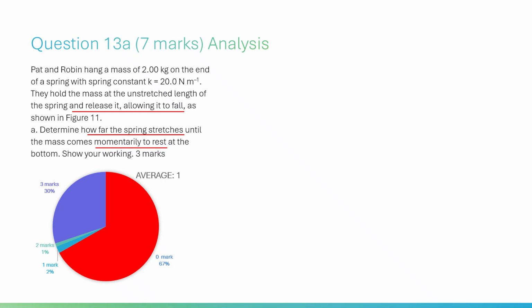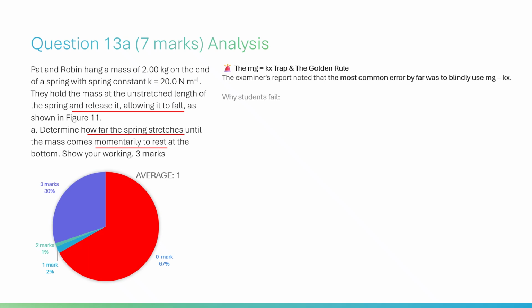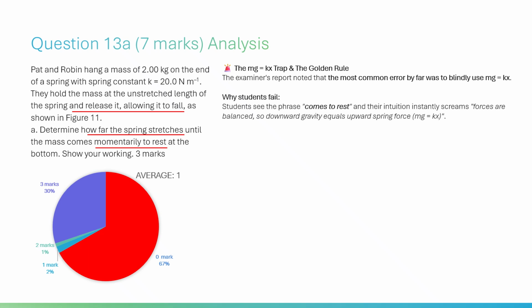The mg equals kx trap, and the golden rule. The examiner's report noted that the most common error by far was to blindly use mg equals kx. Why students fail? Students see the phrase, comes to rest, and their intuition instantly screams forces are balanced, so downward gravity equals upward spring force, mg equals kx. If you do this, you get x equals 0.98 m, which is exactly half of the correct answer.